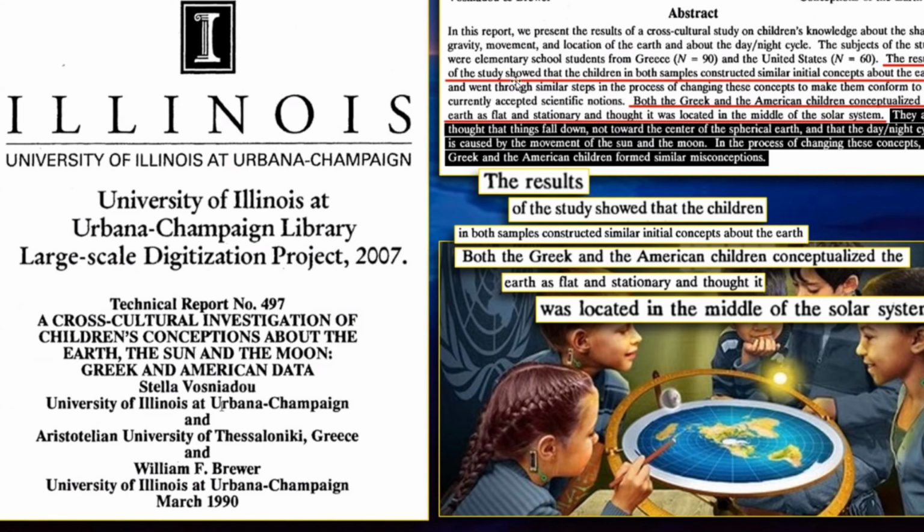So the result of the study showed that the children in both samples construct similar initial concepts about the Earth. Both the Greek and the American children conceptualized the Earth as flat and stationary, and thought it was located in the middle of the solar system. They also thought that things fall down not towards the center of a spherical Earth, and that the day and night cycle is caused by the movement of the sun and the moon. In the process of changing these concepts, the Greek and American children form similar misconceptions.